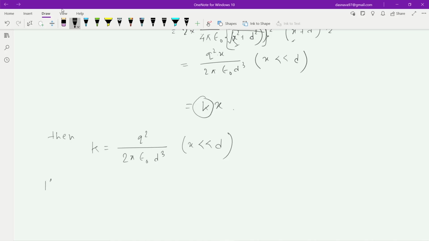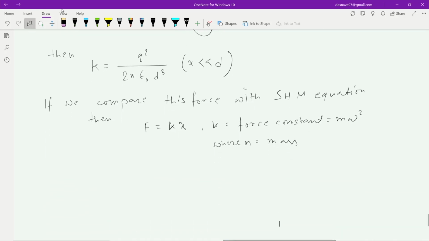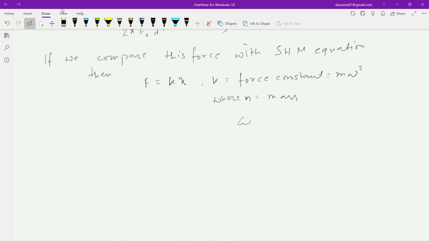So next, if we compare this force with the SHM equation, then we can write from SHM, we know that F equals kx, where k equals force constant, and it can be written as m omega square, where m equals mass, and omega equals angular frequency, right?